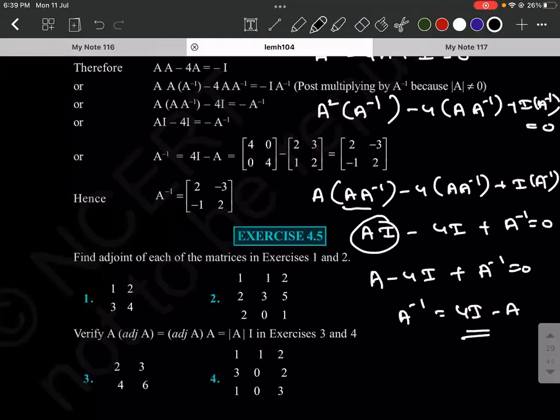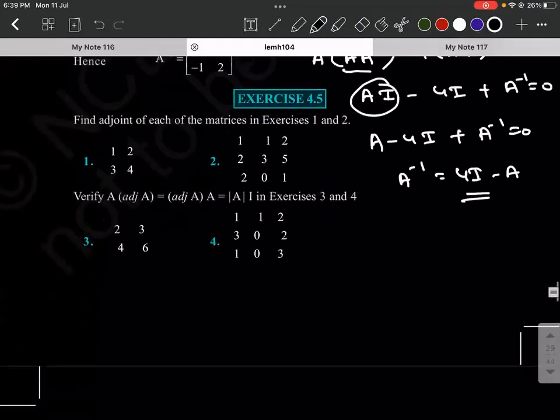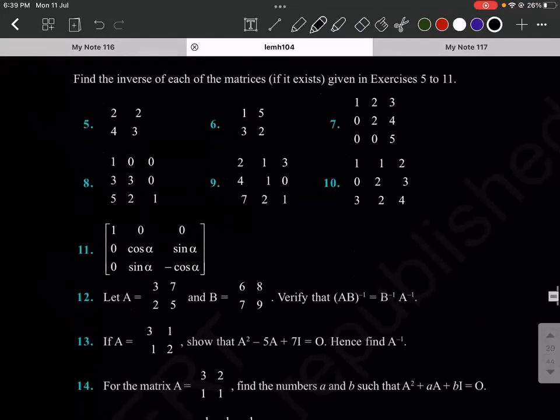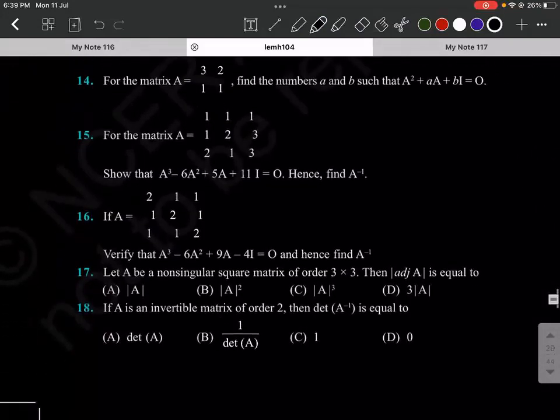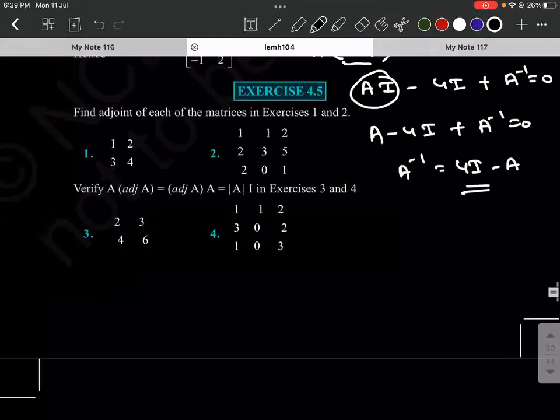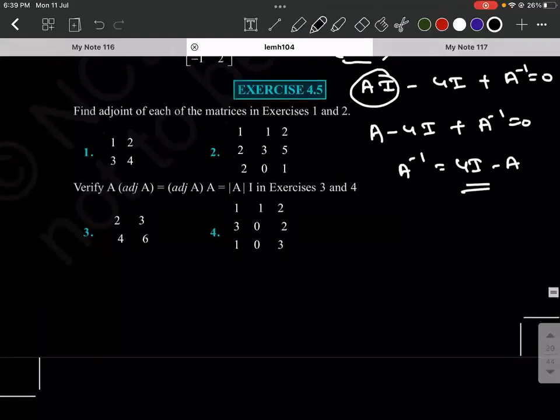So can we do the exercise? Yeah, can we do the exercise, guys? Can you go a little fast? So find the adjoint of the matrices in exercise 1 and 2. So it's a 2 cross 2 matrix. It is easy for you to find it. Find it fast. 1, 2, 3, 4.